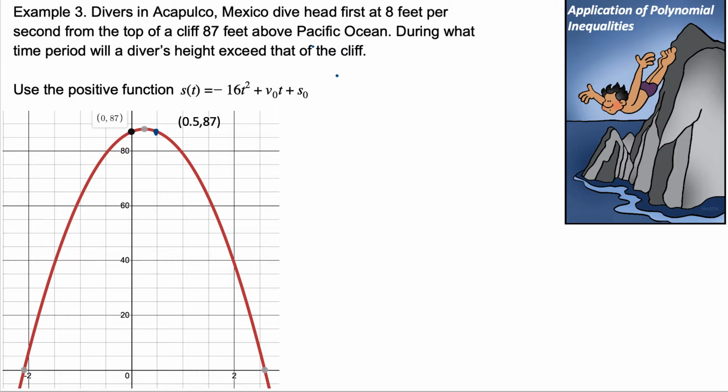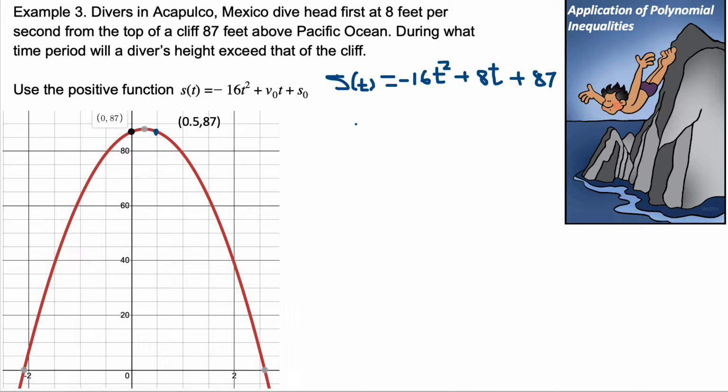So let's put those numerical values in this equation. So we have s of t equal to minus 16t squared. And now instead of the initial velocity, let's plug in the numerical value we have here, 8 feet per second. So 8t. And now we have the height, 87 feet, instead of s0. So plus 87.